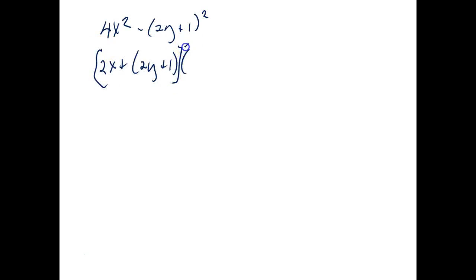Let's do the B one. 4x squared minus 2y plus 1 squared. Can we do that? How? Say again? 2x. Oh, wait. Oh, I see what you're doing. You're doing the 2y plus 1. Let's do 2x plus 2y plus 1 times, let me see, okay, 2x minus 2y plus 1.